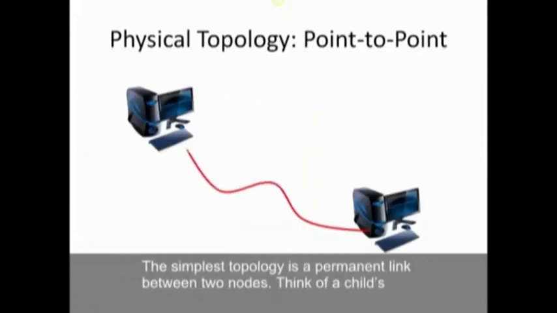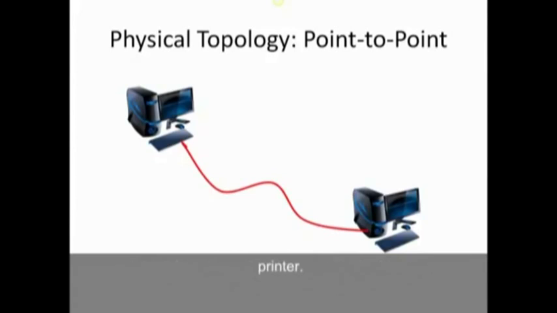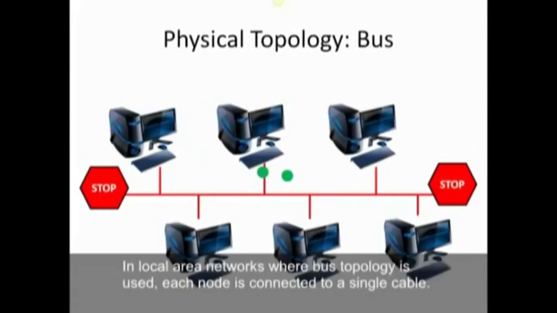The simplest topology is a permanent link between two nodes. Think of a child's tin can telephone. The two nodes might be two workstations, or maybe a computer and a printer. And next is a bus topology. So in a local area network where bus topology is used, each node is connected to a central cable. A terminator is required at the end of the bus cable to prevent the signal from bouncing back and forth.